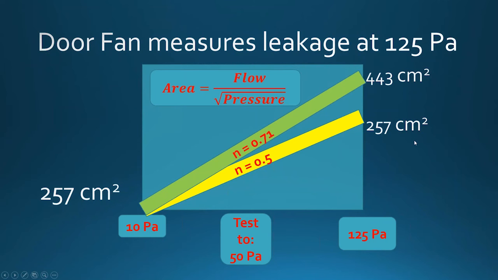So it's important when you're doing the enclosure evaluation that you do this multiple point test at 10 to 50 pascals to get that advantage. It also gives you much more accurate results at lower pressures, which is what you're going to get during the whole time.